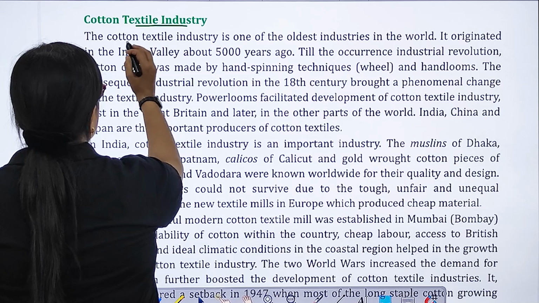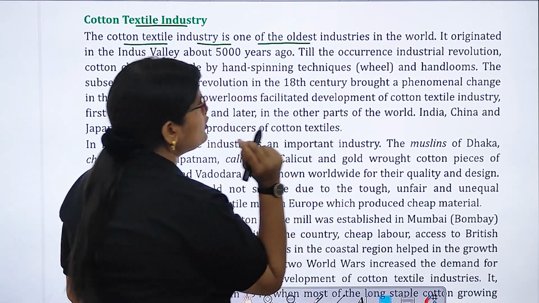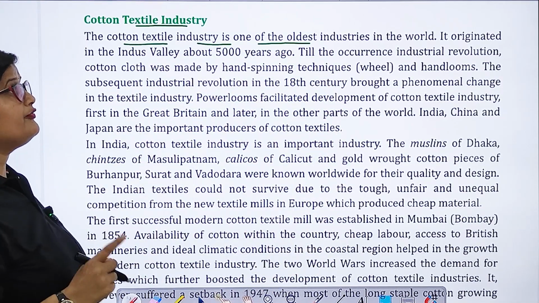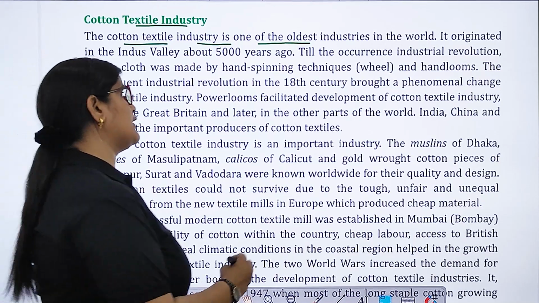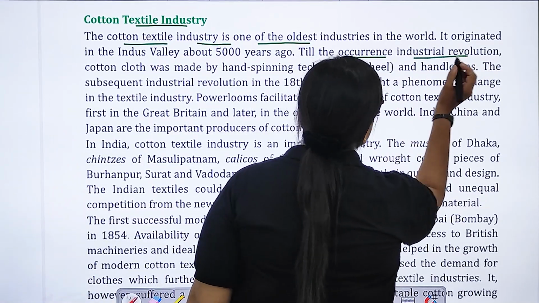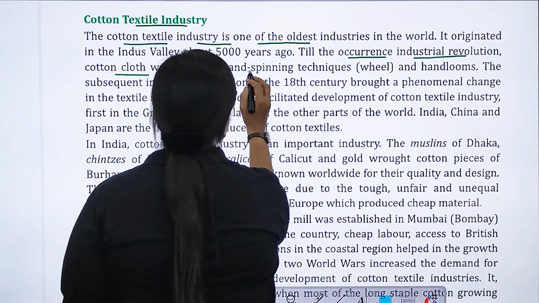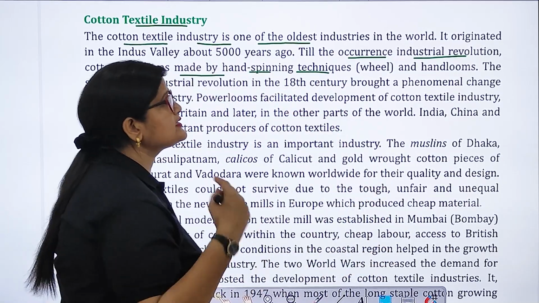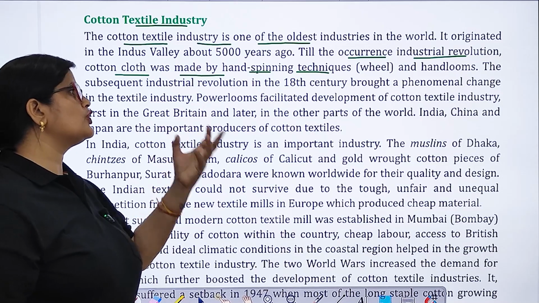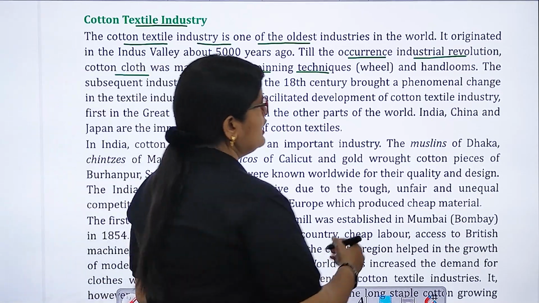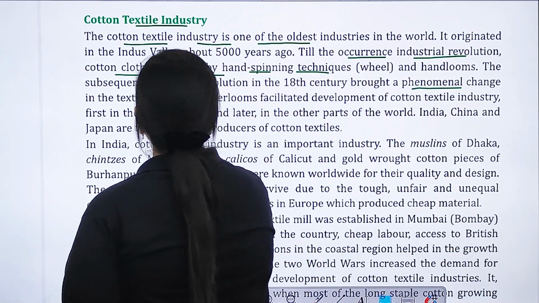Cotton textile industry. The cotton textile industry is one of the oldest industries in the world. It originated in the Indus Valley about 5,000 years ago. So till the industrial revolution, cotton cloth was made by hand spinning techniques, that is, the spinning wheel and handloom. The subsequent industrial revolution in the 18th century brought a phenomenal change in the textile industry.